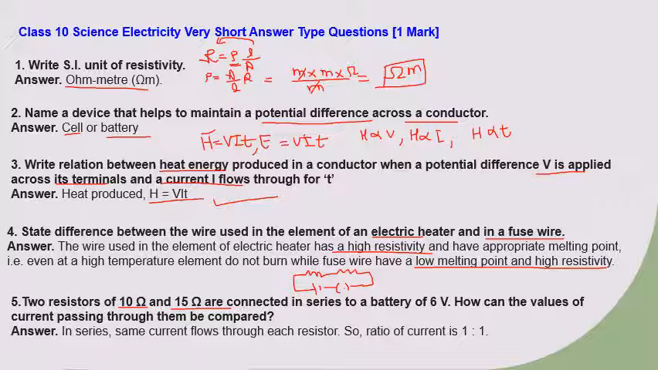Because we know that in a series, the flow of the current is the same. There is no change in the flow of the current. The amount of current flowing in a circuit where the resistors are arranged in series is the same. So the ratio of the current will be 1:1. In series the same current flows through each resistor, so the ratio of the current is 1:1.